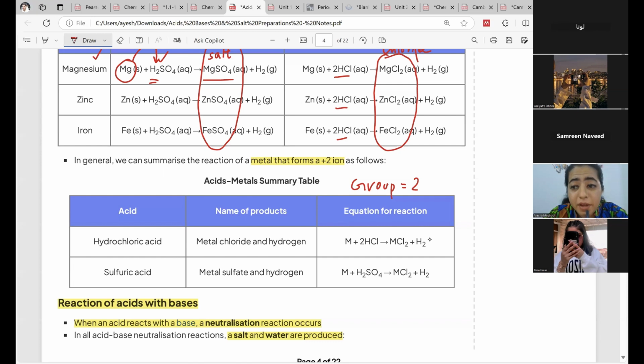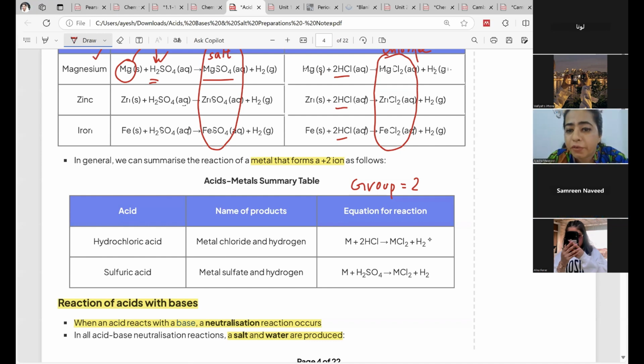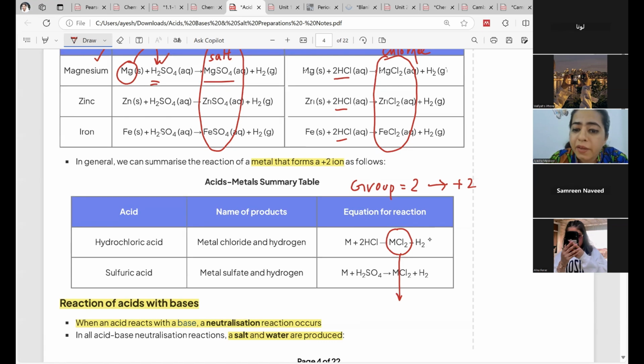Yes, that's right. Perfect, Samreen. So it is going to be group 2, because we know that group 2 metals can lose 2 electrons and group 2 metals can have the charge +2. If you see this MCl2 formula, you have 2 chlorines, Cl2. It means the chlorine has -2 charge. Then the metal M should have +2 charge to balance it. And +2 charge means group 2 metal.